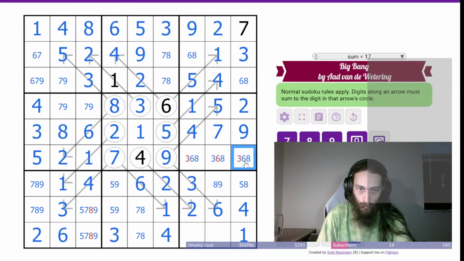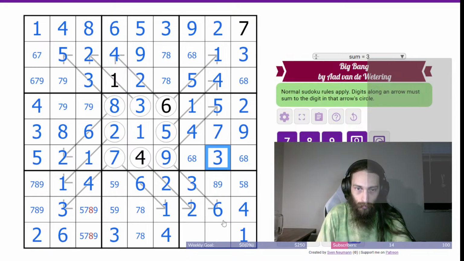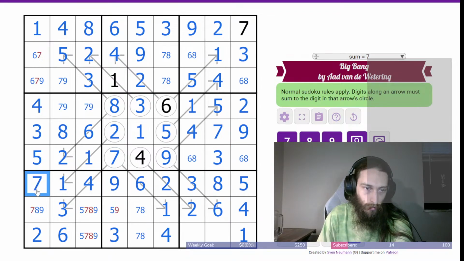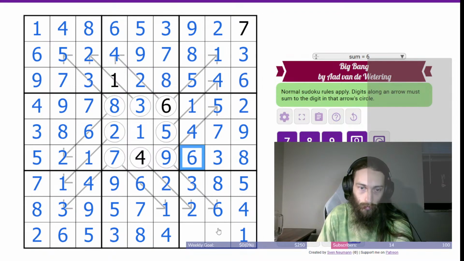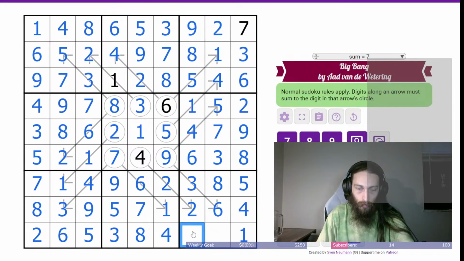6, 8. These two aren't 3, so that one is. 6, 8 pair makes a 5, a 9, an 8, 7. 5 there. 9, 5, 8, 7, 8, 7, 9, 7, 6, 9, 8, 7, 8, 6, 8, 6. I'm missing a 7, 7, and then 9.